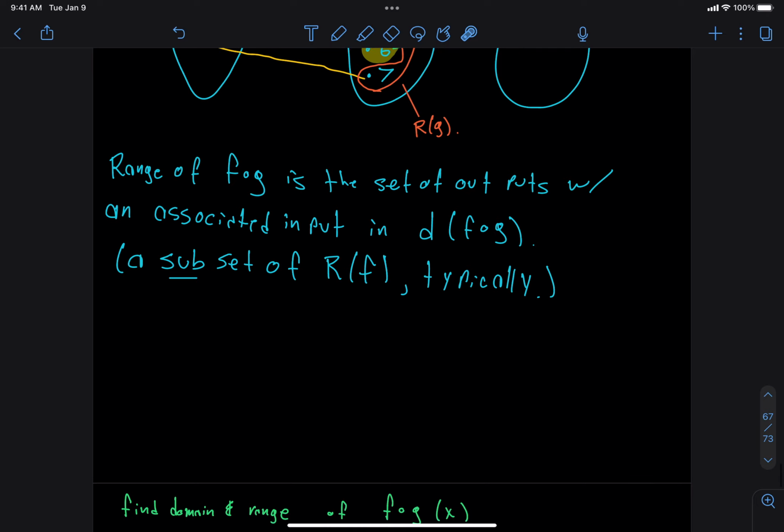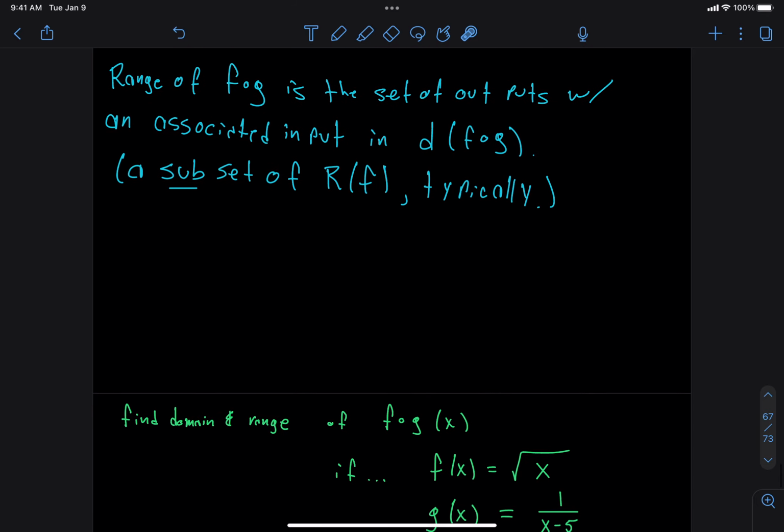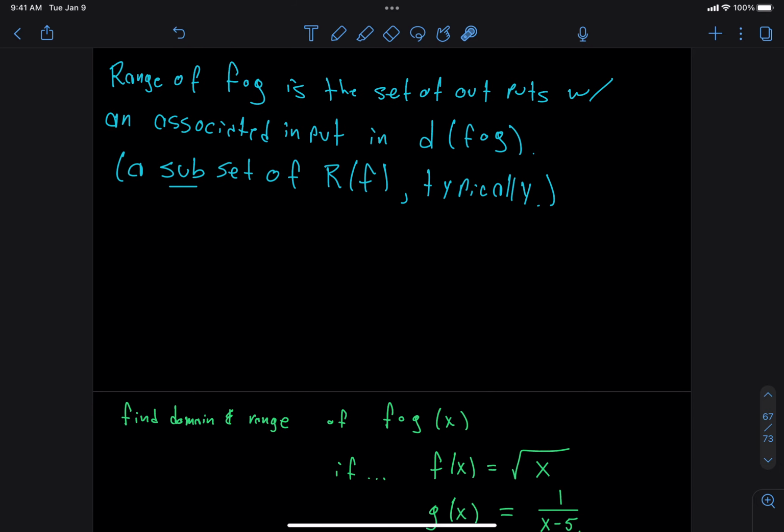Well, the range is really simple compared to the domain because all the hard work is in finding the domain. Once you have the domain, all you have to do is consider what is the set of all possible outputs if I plug in a given input from the domain. Okay, so once you have the domain, you just check, okay, what is the set of all the outputs that I could get by plugging in a number from this domain?